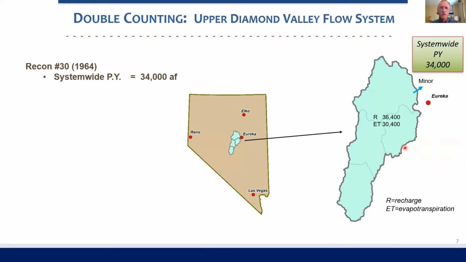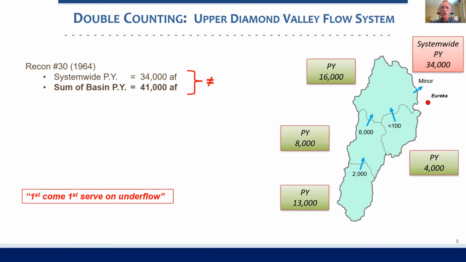Now, in that report, Rush and Everett recommended a system-wide perennial yield of 34,000 acre-feet, based on the average of their independent estimates of recharge at 36.4 and discharge, or ET, at 30,400 acre-feet. But they also estimated water budgets for each of the four individual basins separately that included estimates of underflow between the basins. And at the end of the day, Rush and Everett recommended the separate perennial yield values for each individual basin, rather than recommending using a system-wide perennial yield.